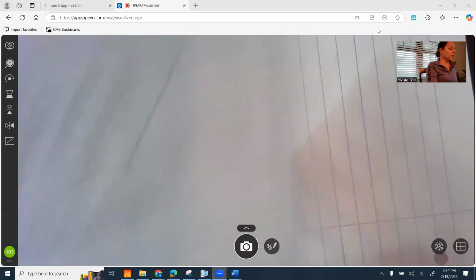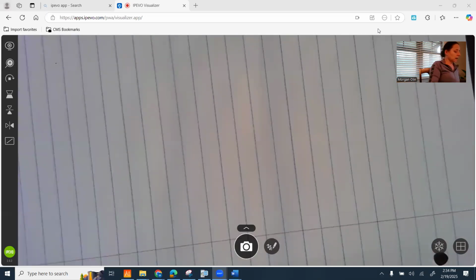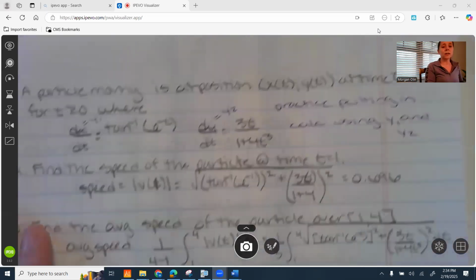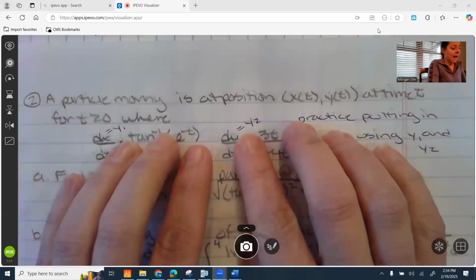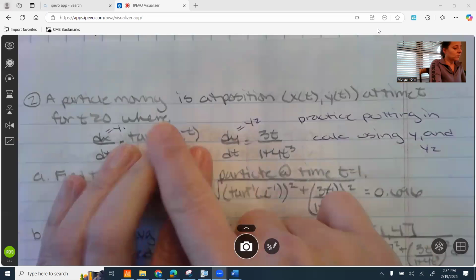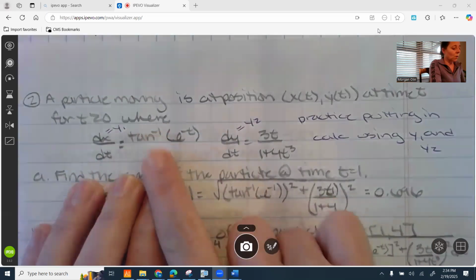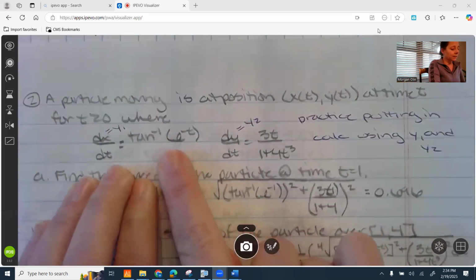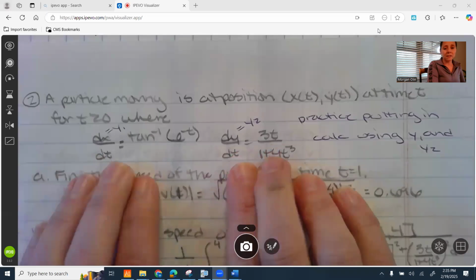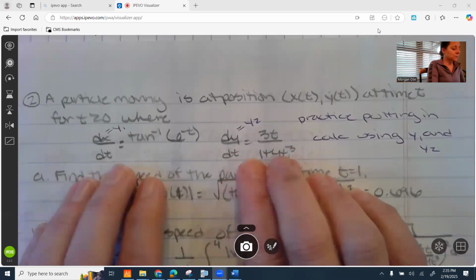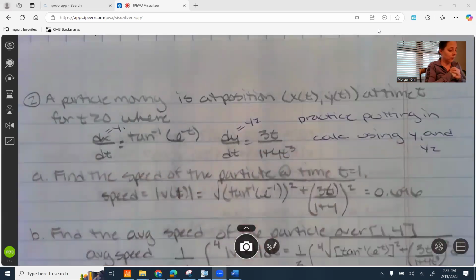All right, moving right along. Let's look at some more examples. So let's look at number 2 right here. A particle moving is at position at time t greater than or equal to 0, where, okay, so we've got this right here. Now, this time, instead of giving x and instead of giving y, they gave us these values right here. Okay, so one of the things we need to do is practice putting these things into the calculator as well.